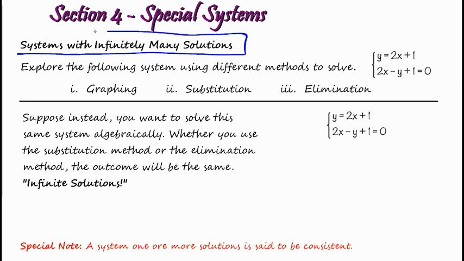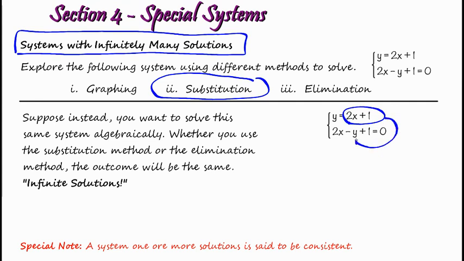However, if we continue with this problem and we use an algebraic method instead, let's say substitution, we can take the 2x plus 1 that y is equal to and plug it into the y of the second equation. This generates our new equation, which is 2x minus (2x plus 1) plus 1 equals 0. I'm using parentheses because I'm substituting into the y variable with 2x plus 1.